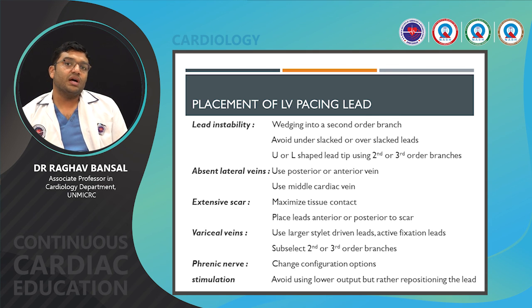For phrenic nerve stimulation, again we can change the configuration options and see. It is very commonly solved with the quadripolar leads. It was a big problem with the bipolar leads. We can always use an active fixation lead to fix the lead in a proximal location where phrenic nerve stimulation is not happening.